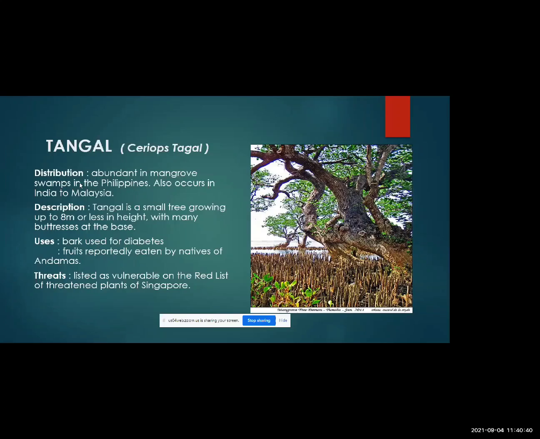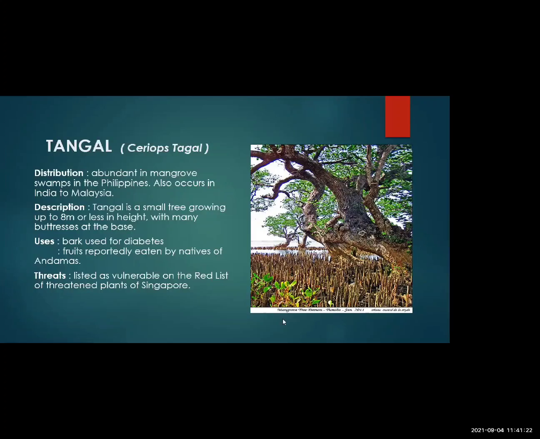Description. Tangal is a small tree growing up to 8 meters or less in height with mini buttresses at the base. Bark is dark red. Leaves are ovate, 5 to 7.5 centimeters long, 2.5 centimeters wide, blunt at the tip and pointed at the base. And also the flowers are about 6 millimeters in length, borne on short stalks.